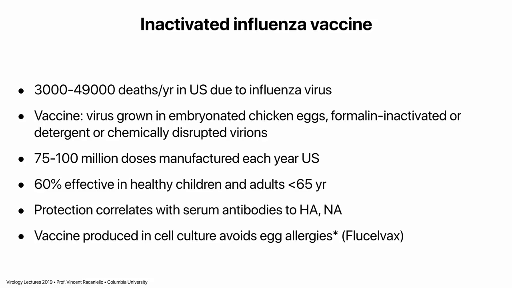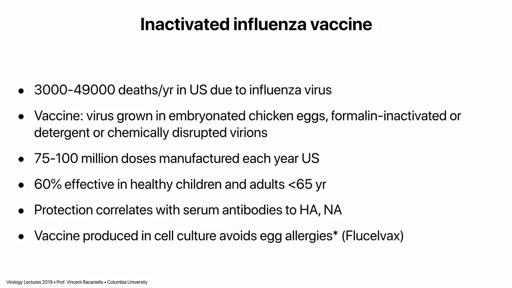It's cheap, you can get it almost any place. Probably here you get it for free at Student Health. I get it for free at the hospital. There's no reason not to get it. And it induces antibodies to the HA and the NA. There are also other kinds of flu vaccines now. There are a whole bunch. There's some made in insect cells, in culture. There are other recombinant forms. And as you'll see, we're developing new ones.